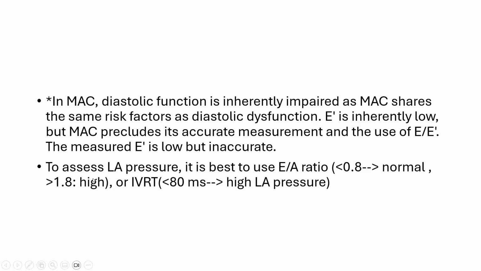So in MAC, in order to assess LA pressure, it's best to use E to A ratio, and a ratio less than 0.8 is considered normal, and a ratio over 1.8 is considered high. We use 1.8 in MAC instead of 2 as validated in MAC. You may also use IVRT, which is well validated in MAC. Less than 80 milliseconds corresponds to high LA pressure. So those two are best validated in MAC, E to A ratio and isovolumic relaxation time.